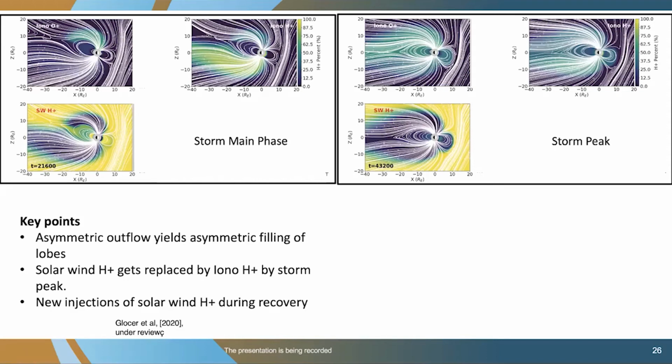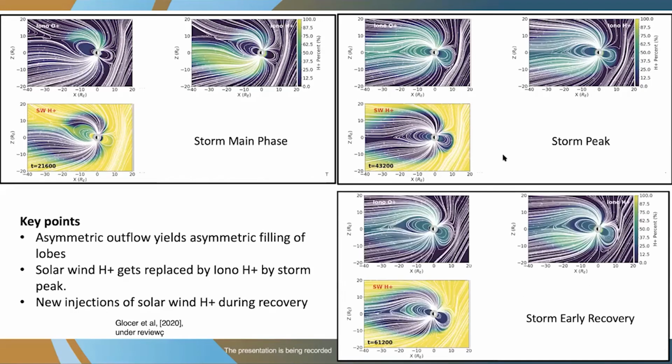But this is a dynamic problem. And as we enter the storm early recovery phase, we start getting new injections of solar wind protons into the plasma sheet and eventually into the ring current. So it's a very dynamic situation for this storm. But the ionospheric population definitely contributes a fairly large portion of the plasma.